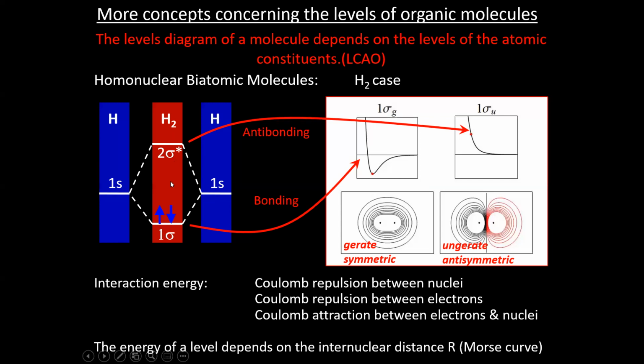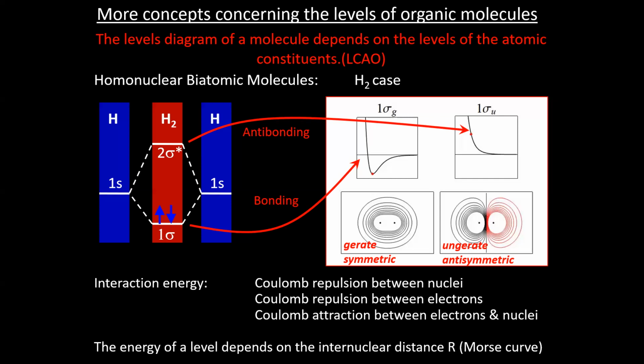So the H2 molecule is characterized by some energy levels. The lowest energy level is the 1 sigma, and the first excited level is the 2 sigma star. Since in this molecule you have two electrons to put, these two electrons will sit on the ground state with spin up and down. And you preserve the Pauli principle.